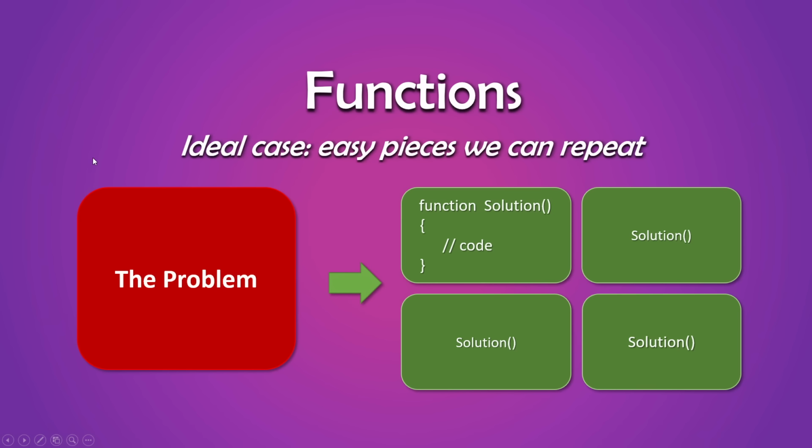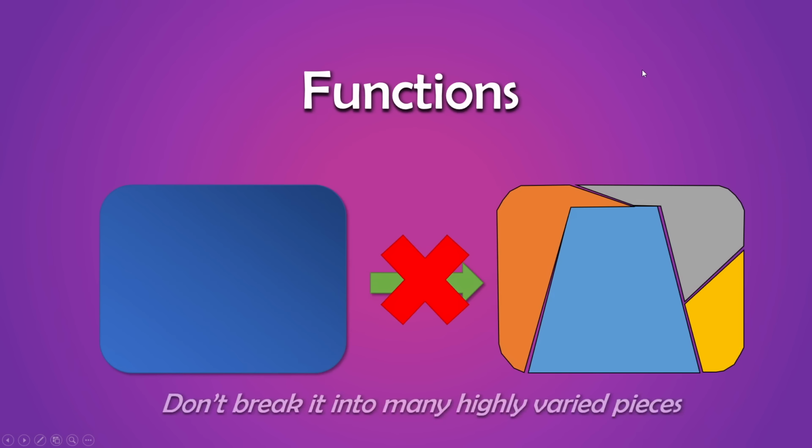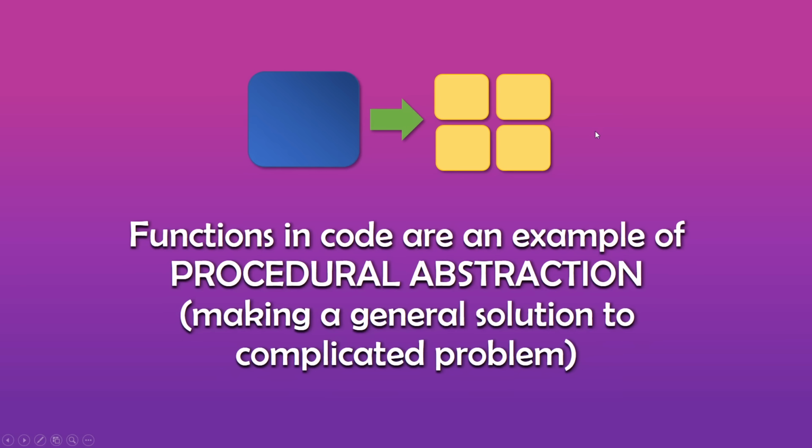Functions are basically like we break problems down into solving one part. A problem that you have might have many different pieces, but we can write a function and hopefully it solves one piece of that. And then we can just run that function to run that solution many times. So the goal of your function design should be to make it clean and it does one job really well. This is known as procedural abstraction, right? Making a general solution to a complicated problem.